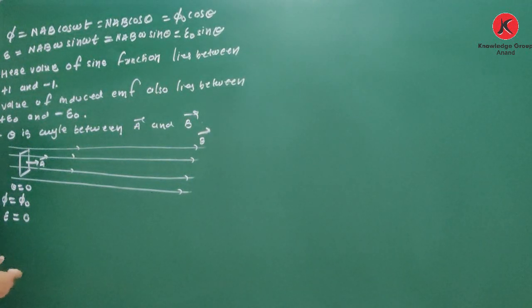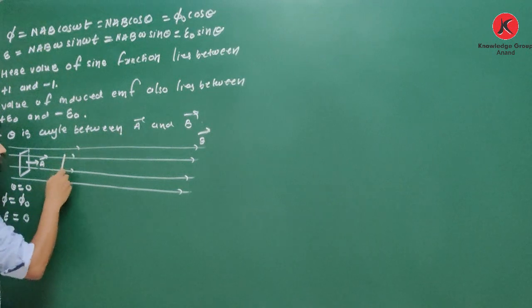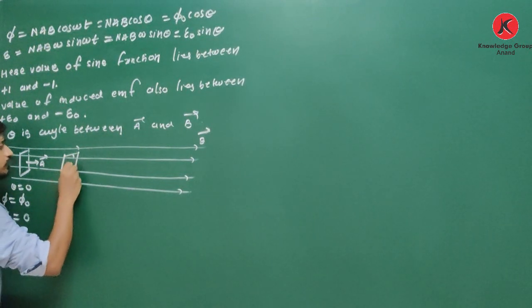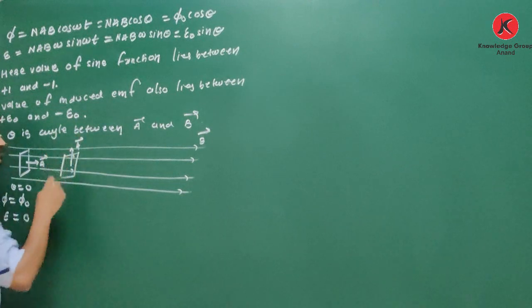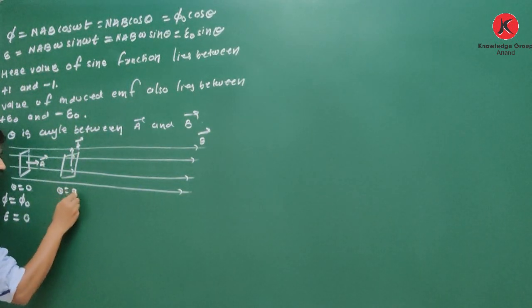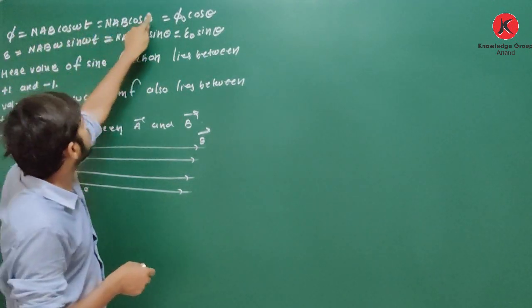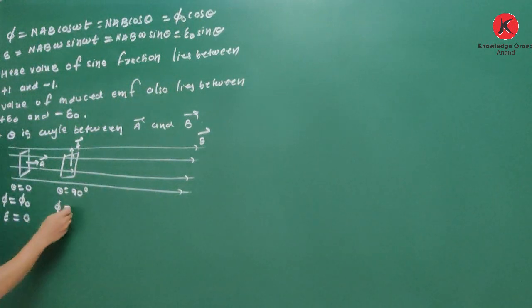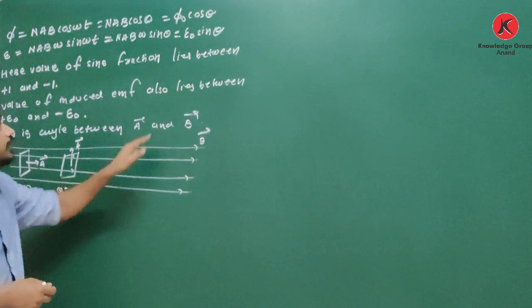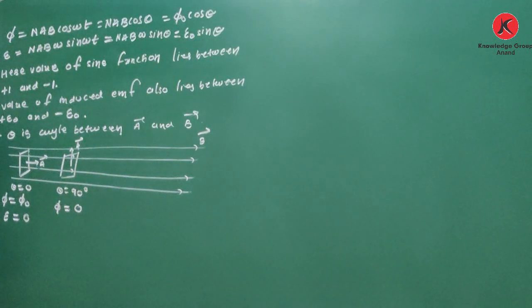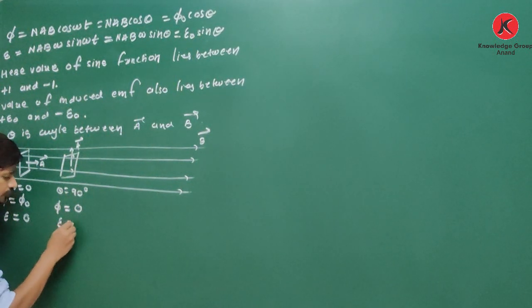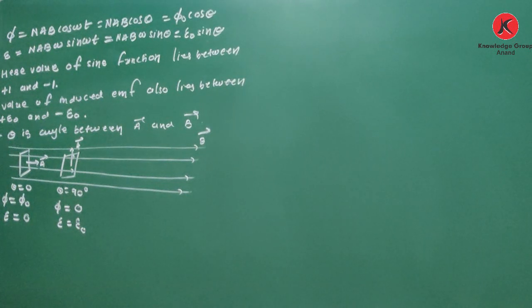Now let this coil be rotated by 90 degrees. So let the area vector be in this direction. Now what is the angle between A and B? It is 90 degrees. So when the angle is 90 degrees, what is the flux? From the equation of flux, phi 0 cos theta, when theta is equal to 90, flux is 0. But when theta is equal to 90, what is the EMF? E0 sin theta, sin 90 is 1. So here E is equal to E0.